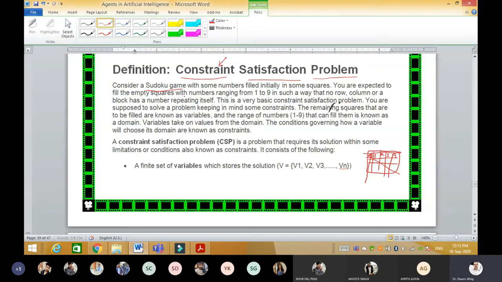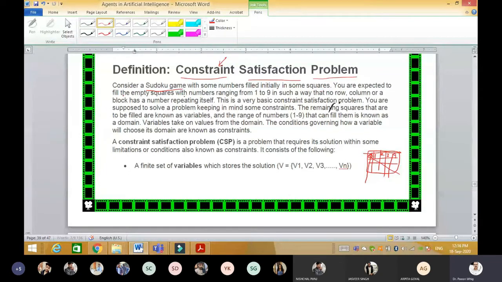It depends upon the variety of Sudoku games. Either they put a constraint like you have to arrange the numbers horizontally, or they impose a condition like you have to arrange the numbers horizontally as well as vertically. Or sometimes it is an expert game, the most typical one, in which they ask you to arrange the numbers vertically and diagonally also. So consider a Sudoku game with some numbers filled initially, where they provide some squares already filled.